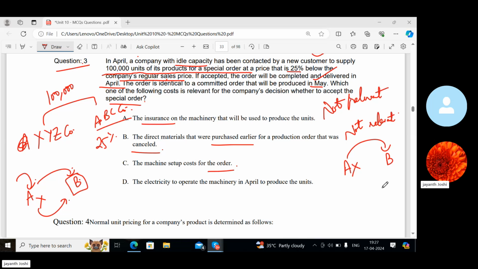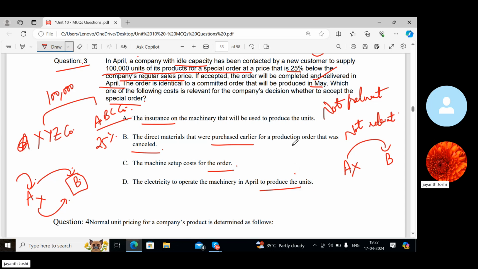So, Samrin, finally, what will be the answer for this? The final leftover option is electricity to operate machinery in April to produce the units. So electricity will be relevant, right? As you use electricity for producing every extra unit, you will be spending more, correct? So as you'll be spending more, is it a relevant cost or an irrelevant cost? Relevant cost, sir. Relevant cost, because it is incremental cost, right?